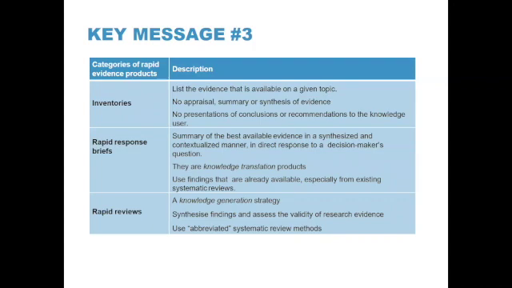There are different types of rapid evidence products. There's an inventory, which is kind of like an annotated bibliography. This lists all of the evidence that's available on a topic, but does not appraise, summarize, or synthesize any of the evidence. There are also rapid briefs. These provide a summary of the best available evidence. Synthesis is conducted and it's contextualized within the decision maker's or policymaker's question. They're known as knowledge translation products, and they'll often base their findings on existing evidence from systematic reviews. And then there's the rapid review, which is a knowledge generation strategy.